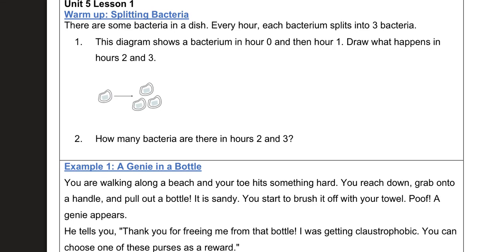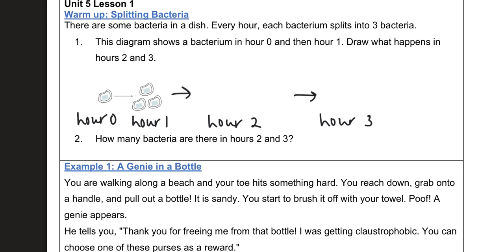So today we're going to be doing lesson 1 from unit 5. So for your warm-up, we have some bacteria in a dish, and every hour each bacterium splits into 3 bacteria. The diagram shows bacterium in hour 0. So this is hour 0, and this is hour 1. So we are going to draw hours 2 and hour 3.